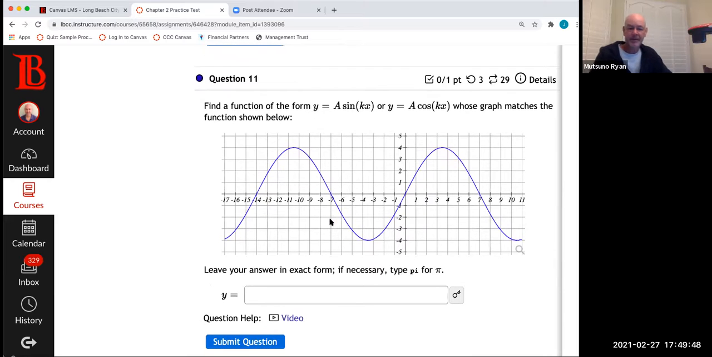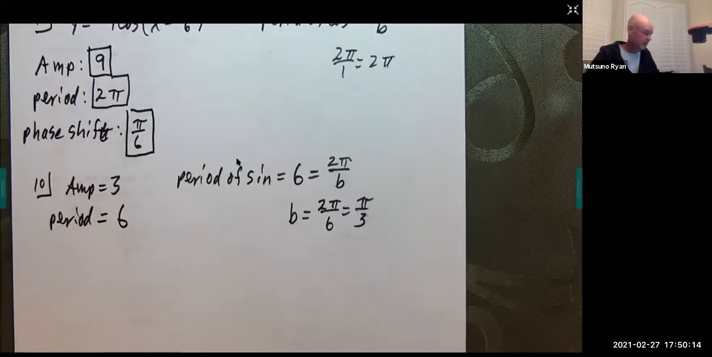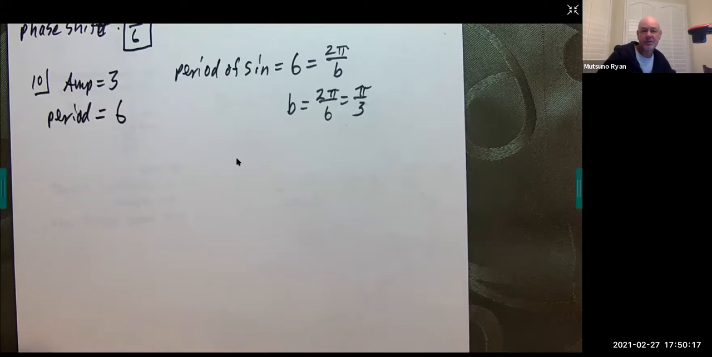All right, here's another one. It's looking to me like the amplitude is 4 and the period is 14. So I'm going to go 0 to, we know it's 14 because it hits -14 over here. So switching back just for a second. Oh, and also it's a sine wave because it starts at 0, 0.